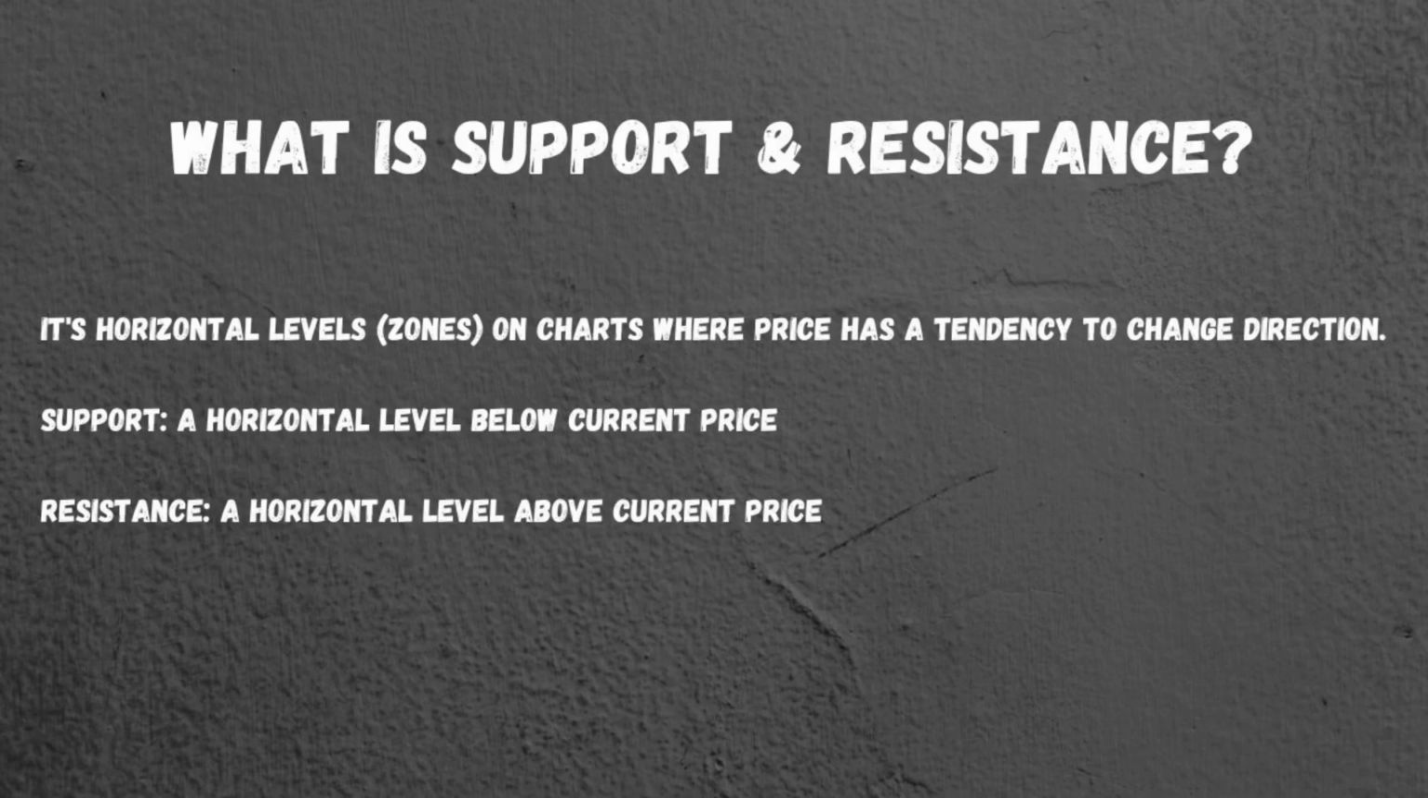Now, what is support and resistance? Support and resistance are horizontal levels, zones, which we'll come back to in a second, on charts where price has a tendency to change direction. So basically, a support is a horizontal level below current price, and resistance is a horizontal level above current price. So if you're not understanding any of these words that I'm using at the moment, don't worry, because we're going to head over to the charts now and we're going to show you some examples and show you exactly what that means.